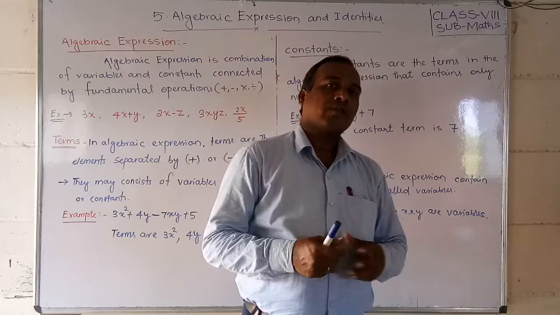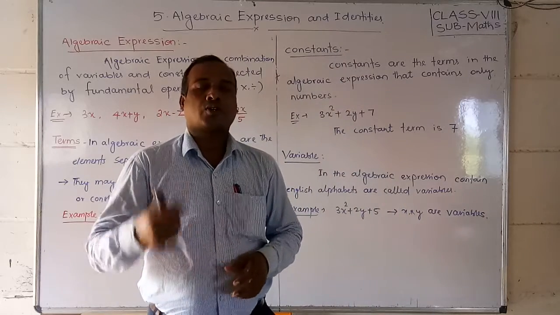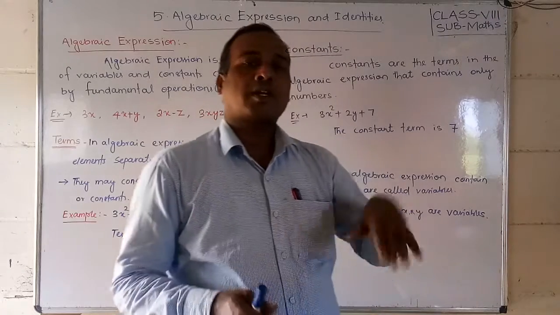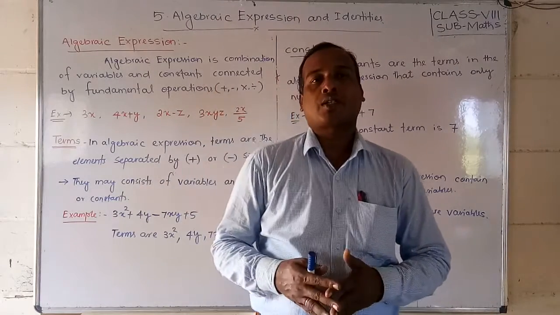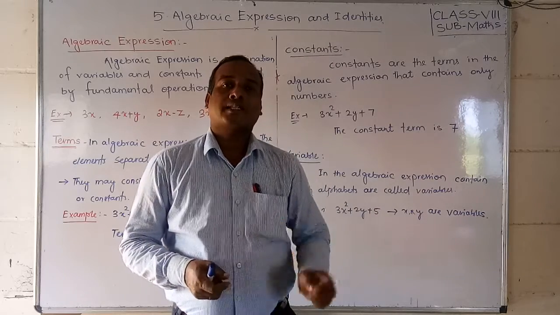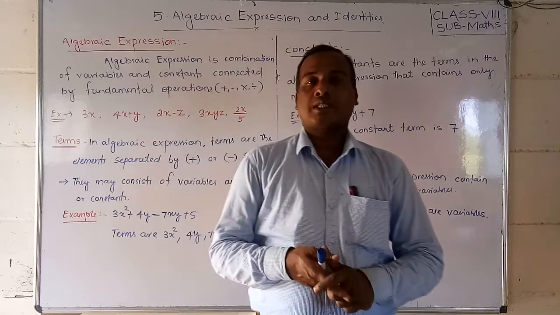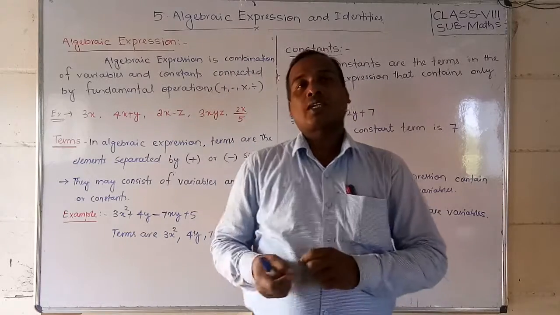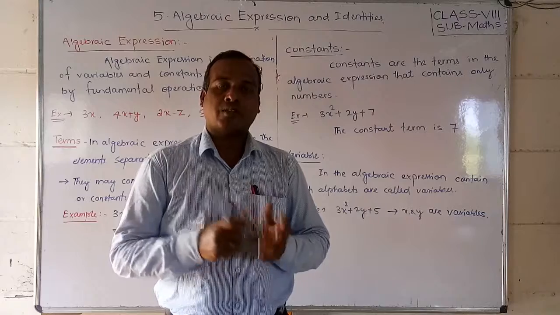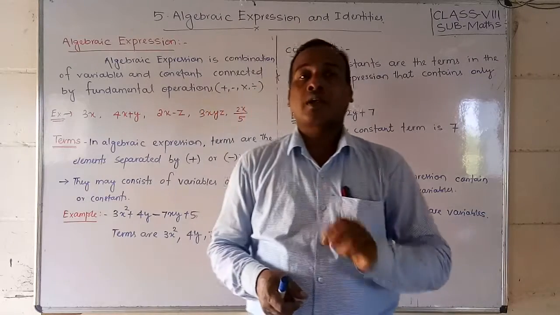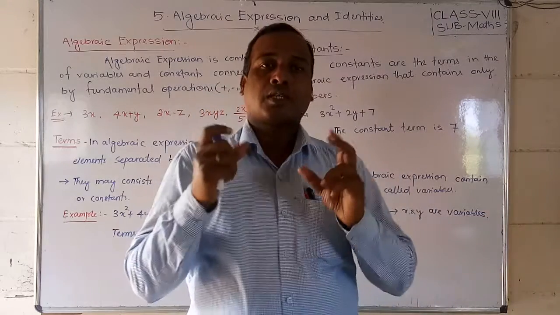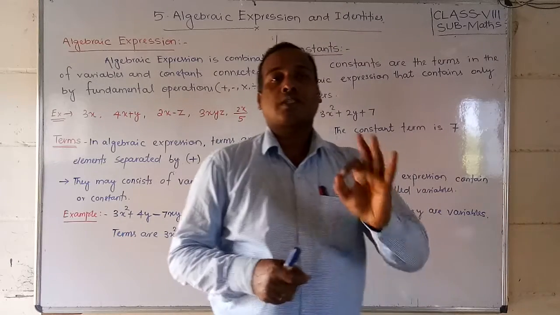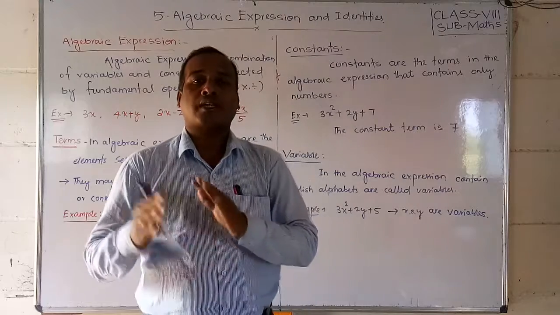Okay, students, here we will study variables and constants, that means unknown numbers, and we will discuss them in this chapter. Already in previous classes, in 7th class, you have studied what an algebraic expression is. An algebraic expression is an expression which contains variables and constants combined with the fundamental operations, that is addition, subtraction, multiplication and division.